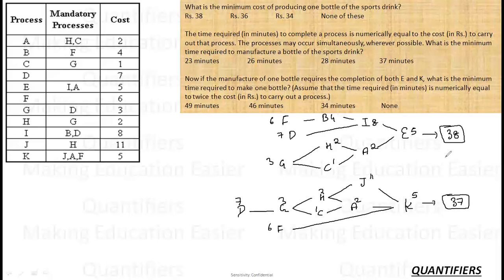So it is lesser than this, which means the minimum cost is 37, which is none of these options. None of these is the required answer.